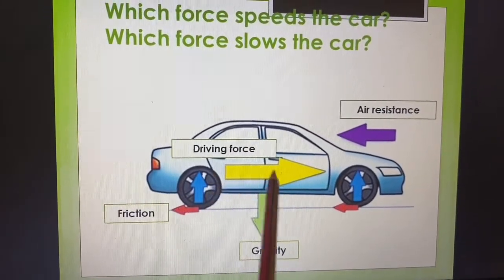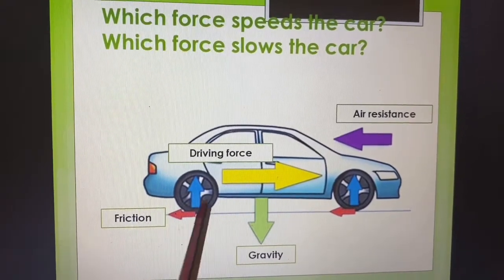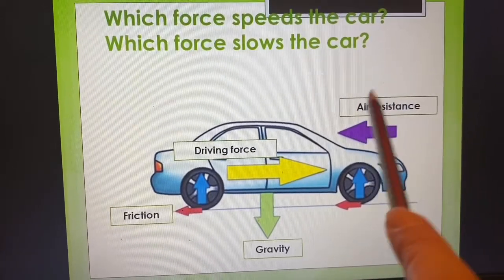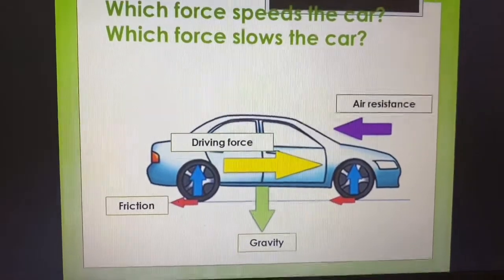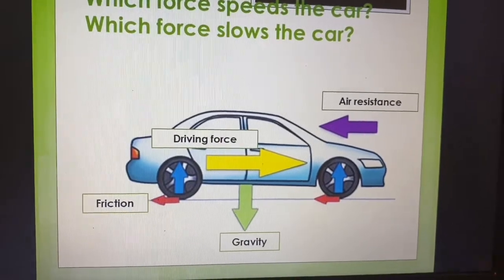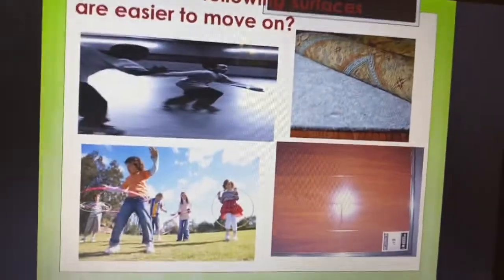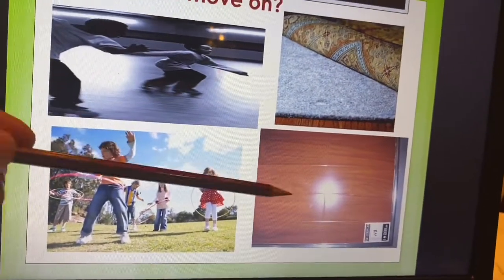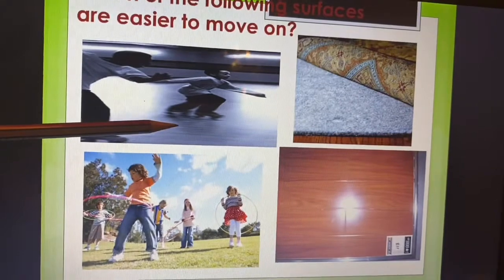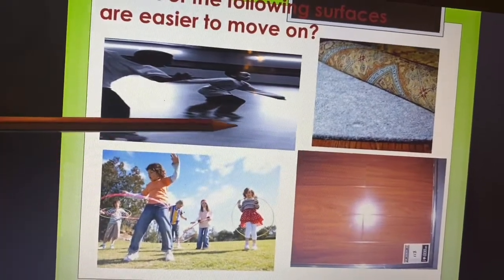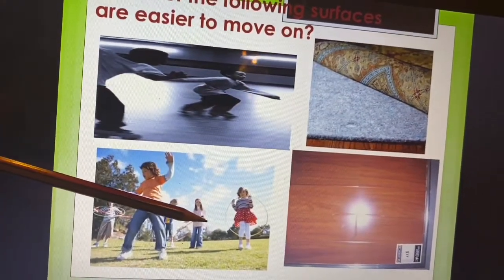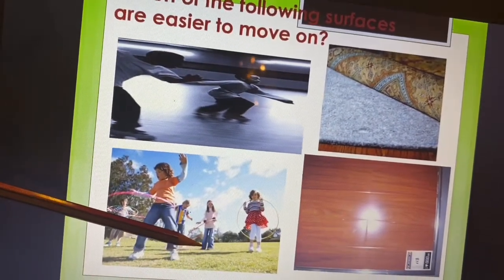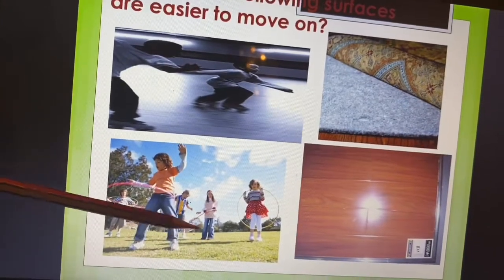This is the driving force, this is gravity, backwards this is the friction, and the air, we call it air resistance. We will study it today. We will learn exactly what air resistance is. Remember, these are different types of surfaces. Ceramics and wax are smooth surfaces, and there is less friction on smooth surfaces. Carpet and grass and also the street tar are rough surfaces, and they make more friction.